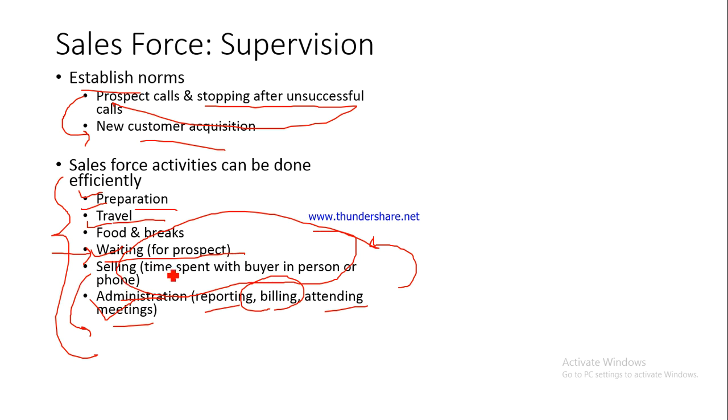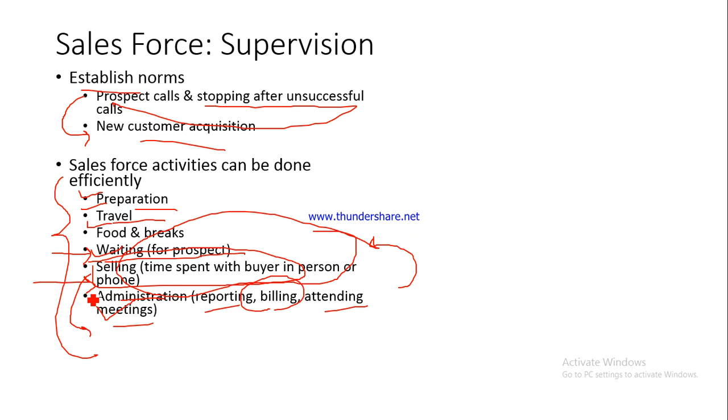The selling time is much less in comparison to whatever he does on other occasions, maybe preparing for the sales meeting with the client or maybe traveling. So this is basically the selling time, and you would prefer the salesperson to spend as much time as possible on selling, time spent with the buyer in person or on phone, because that is ultimately what is going to bring you sales, right? So if the salesperson does the remaining 5 activities efficiently, he will have more time to do actual selling, and that is what as a manager you have to ensure.